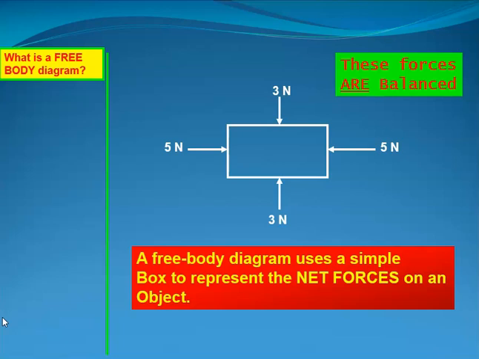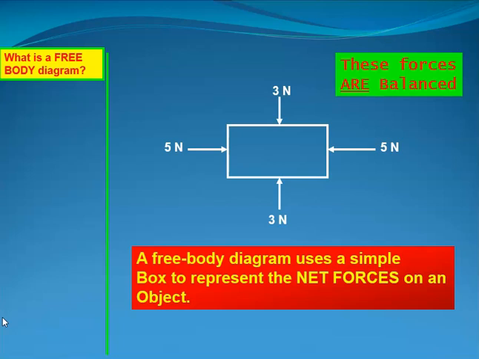What is a free body diagram? A free body diagram uses a simple box to represent the net forces on an object. So these forces are balanced. You have a 5 to the right and 5 to the left. You have a 3 up and a 3 down. Now it doesn't matter that the 3 up and down are a different number than the 5 right and left. It's that the opposing forces have to be the same. So 5 and 5 are opposing and the 3 up and 3 down are opposing. So those are balanced forces.